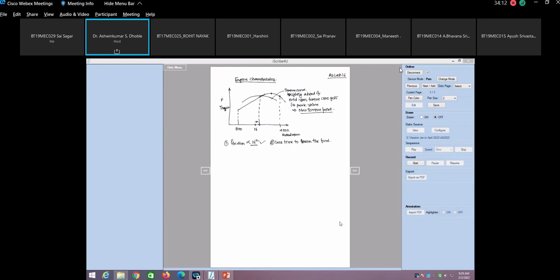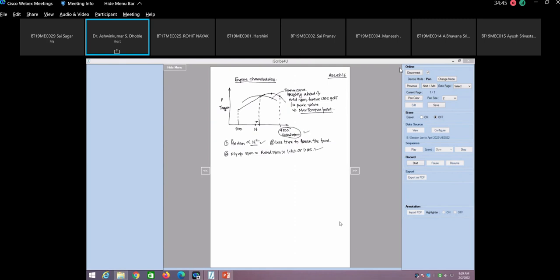Now please note that this is your rated RPM. There is another term in engine characteristics called fly up RPM. Fly up RPM is usually the rated RPM multiplied by some factor, let us say a 20% factor, or in some cases a 25% factor. So whatever RPM you are getting will be more than your rated RPM.